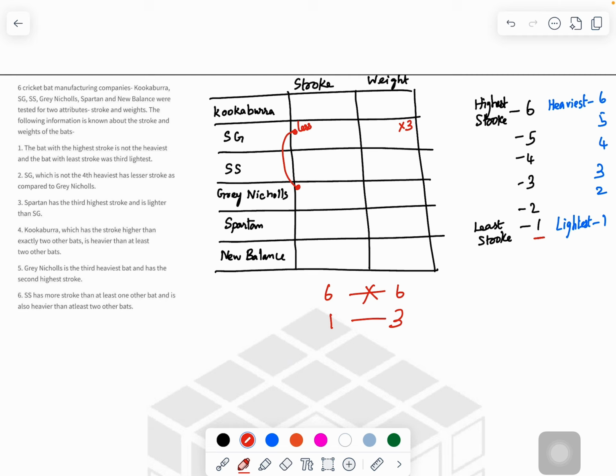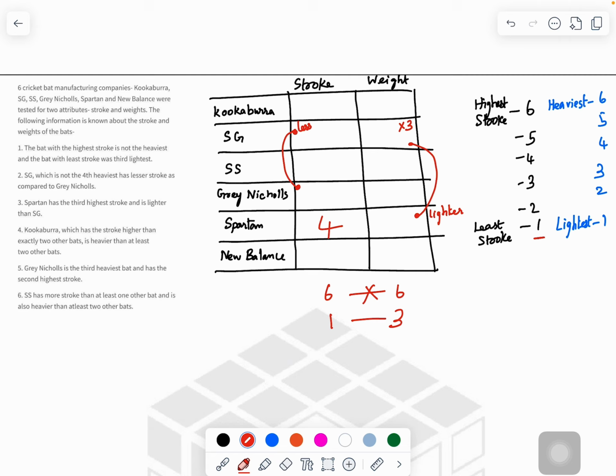Okay, going to the third point. Spartan has the third highest stroke. Highest stroke, second highest stroke, third highest stroke. Spartan has the third highest stroke. So the number 4 I am going to write for Spartan here. Okay, and it's lighter than ESG. Compared to ESG, this is lighter. Okay.